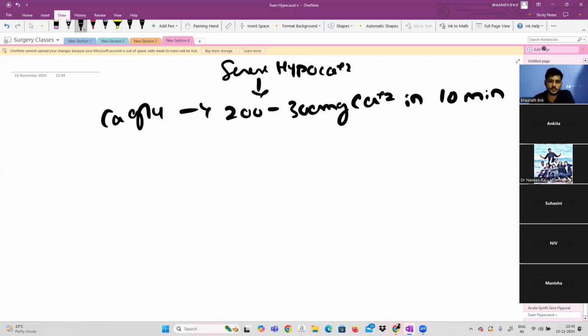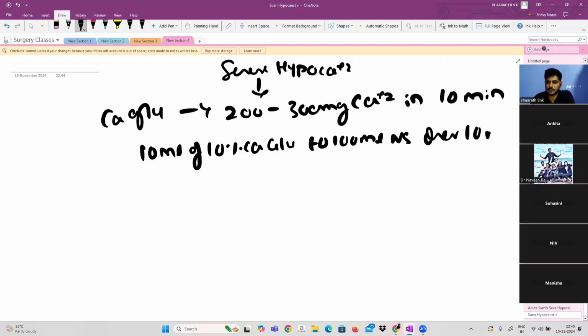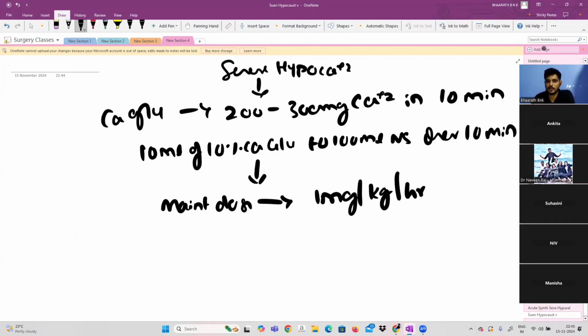So usually what we do is there is a rule of 10 ml of 10% calcium gluconate added to 100 ml NS and given over 10 minutes. And after you give this, you look for ECG. If ECG's changes are present, you give another dose of bolus. If ECG is normal, you put them on maintenance dose, which would be to give 1 mg per kg per hour. Right? So this is how you manage calcium deficiency in severe state.